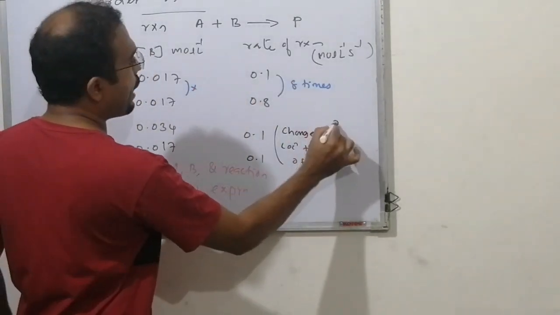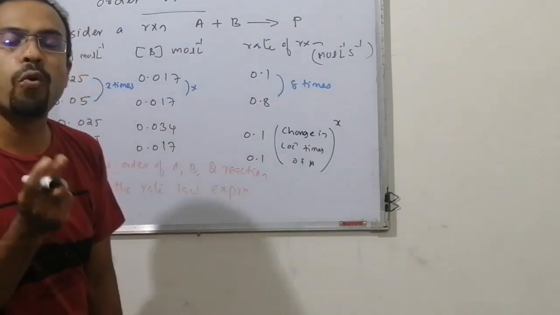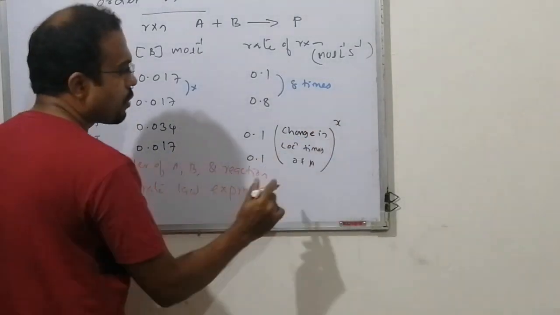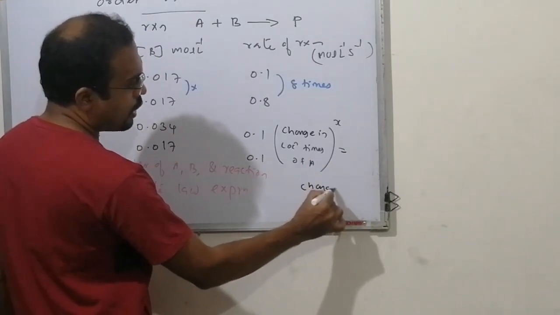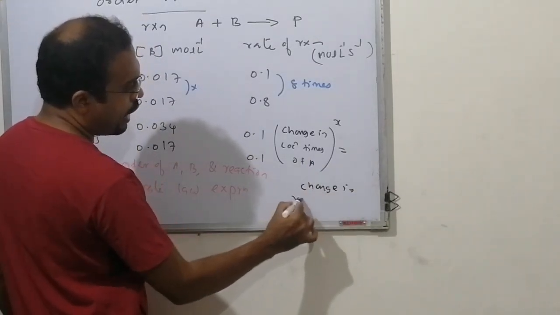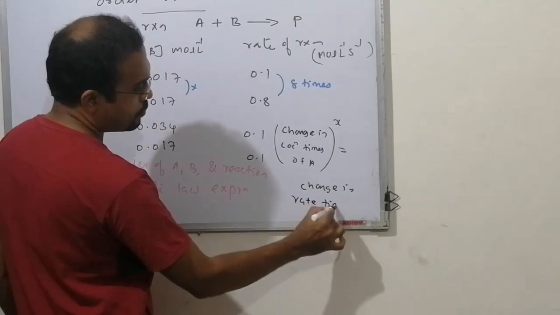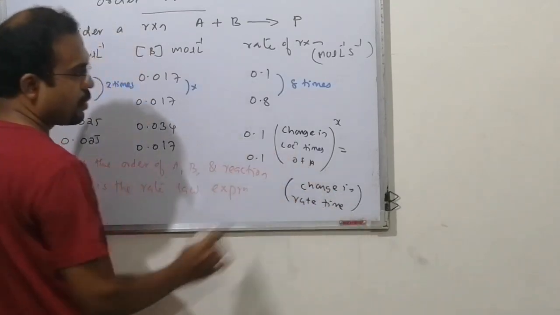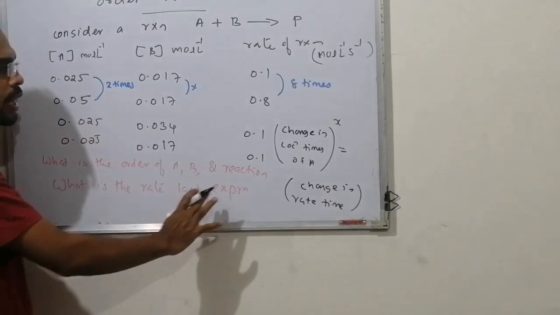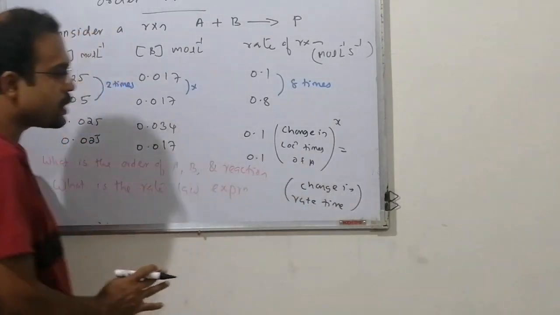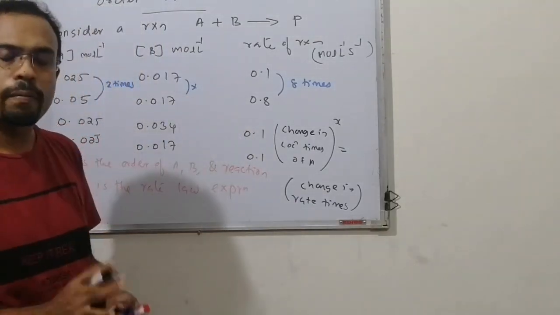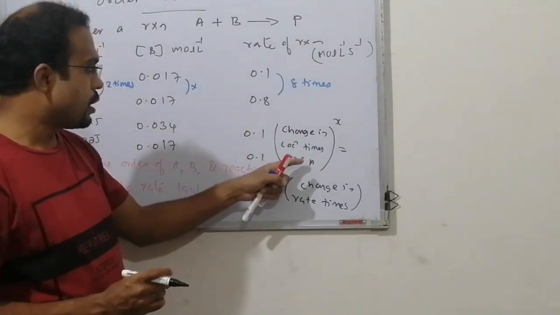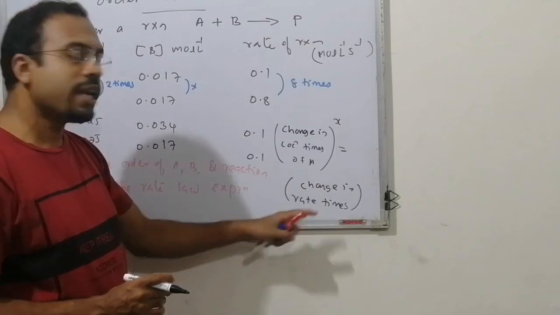Raised to x, where x is the order of A, is equal to the change in rate. I make a relation: the change in concentration of A is equal to the change in rate, because when concentration changes, rate also changes.